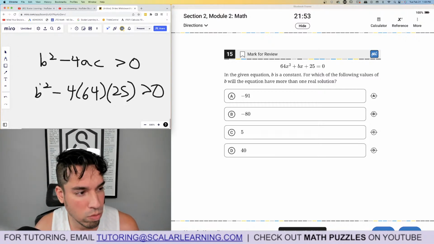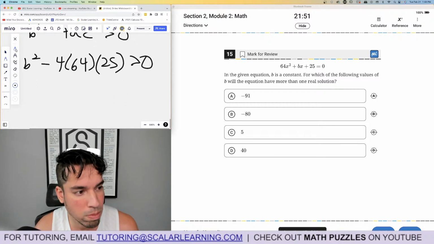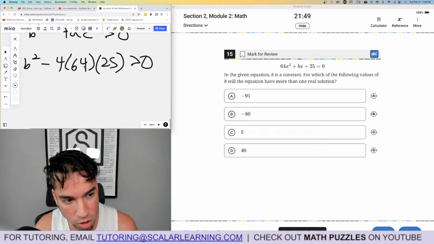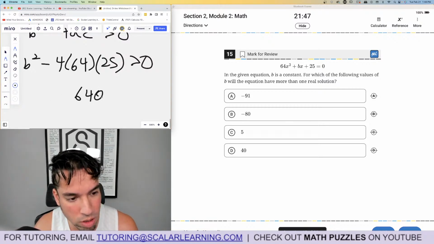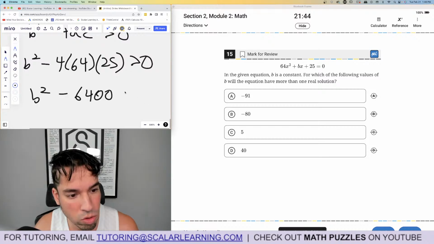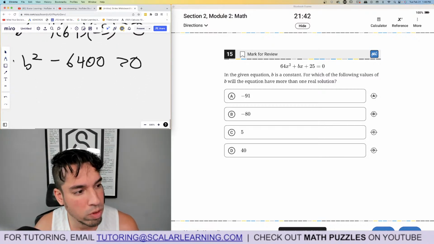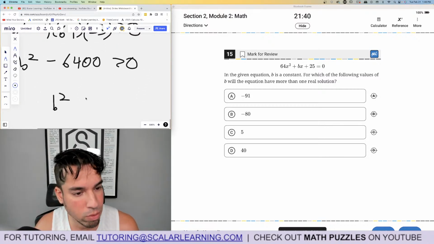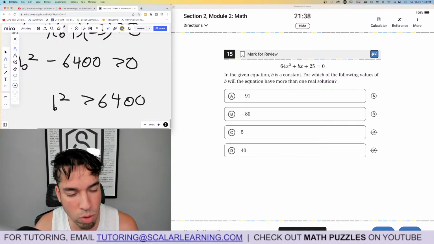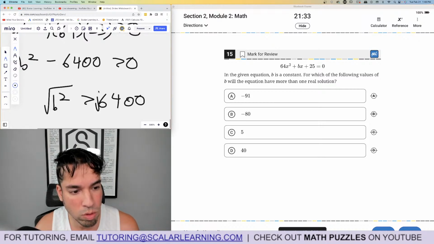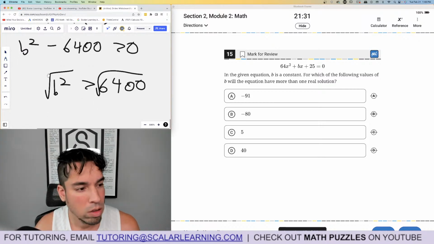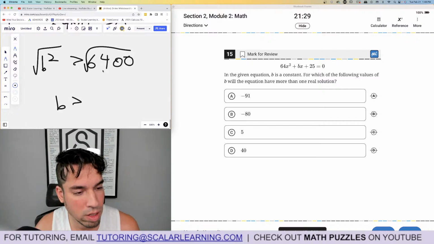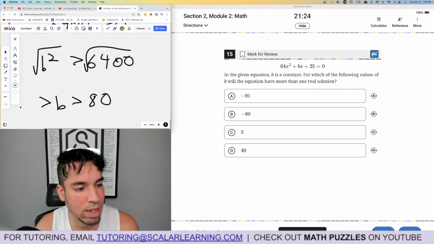We can move this around using the commutative property. I'm just doing this mentally. You could use a calculator. 4 times 25 is 100, times 64 is 6,400. So b squared minus 6,400 is greater than 0. Add 6,400 to the other side: b squared is greater than 6,400. And we take the square root. So b is greater than the square root of 6,400, which is 80. It's also less than negative 80. These are the two options.